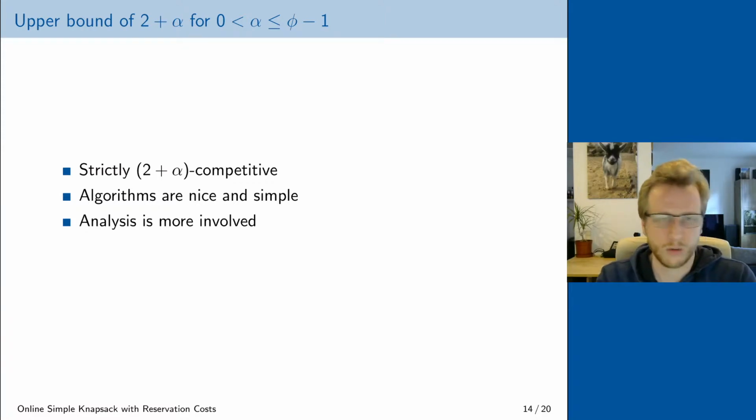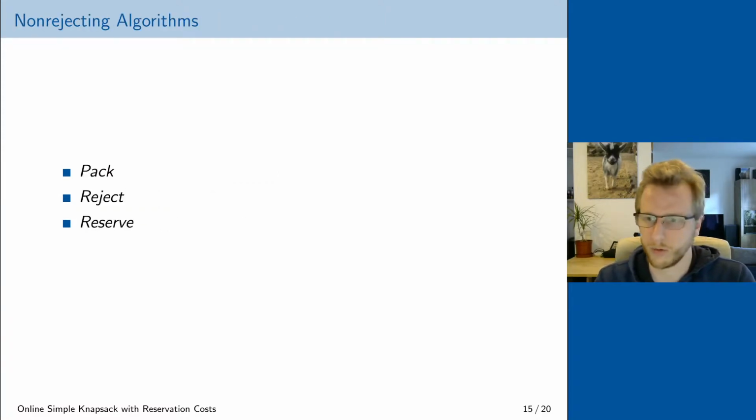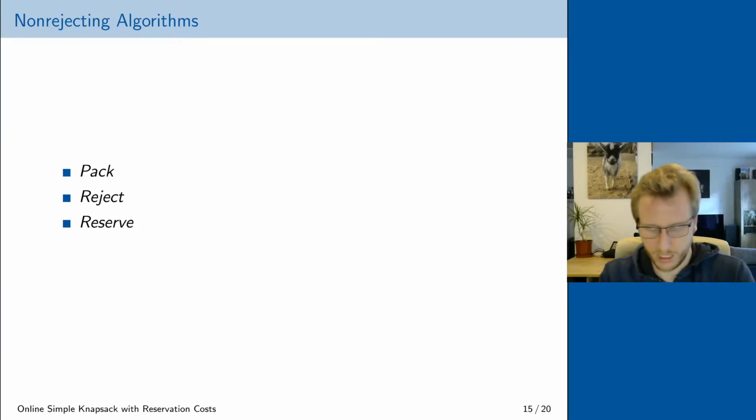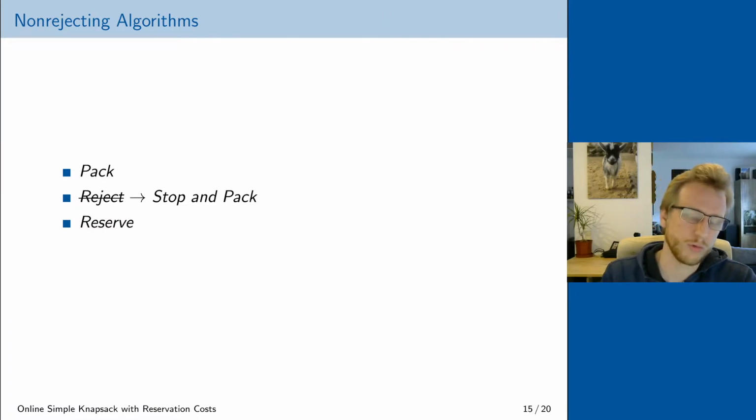All right, so now let's go over these non-rejecting algorithms, which I've already announced. So as we already know, we have three options with our online algorithm. We can pack an item, we can reject an item, and we can reserve an item. So what happens if we maybe hinder the algorithm a bit more by removing the reject option and replacing it by the option, if you want to reject any item, you have to reject the complete rest of the instance.